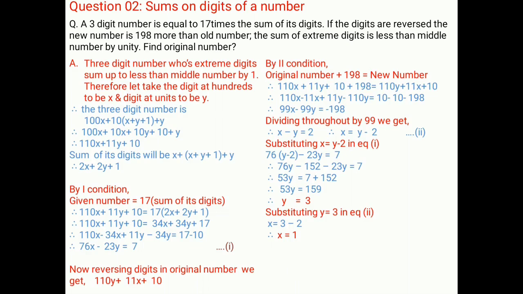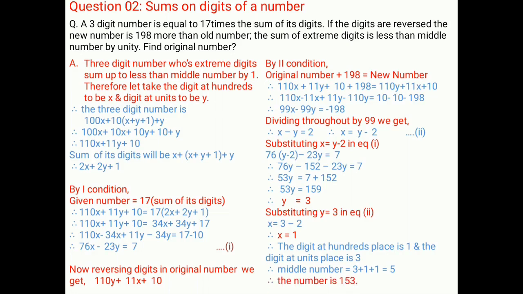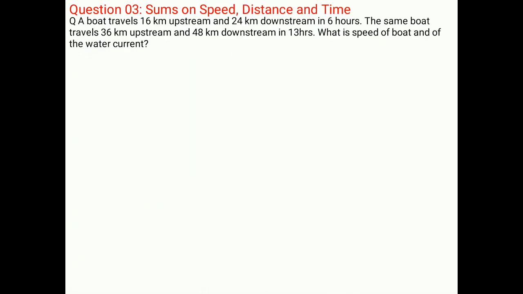Since the digit at hundreds place was x and the digit at units place was y, I have my answer of units and hundreds place. Therefore, the digit at hundreds place is 1 and the digit at units place is 3. Let's find out the middle number. As per the condition, the middle number is 1 more than the sum of the extreme digits, which gives me 3 plus 1 plus 1 is equal to 5. Therefore, the number is 153.